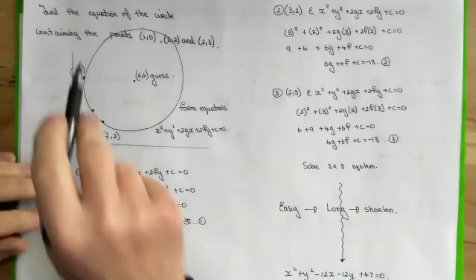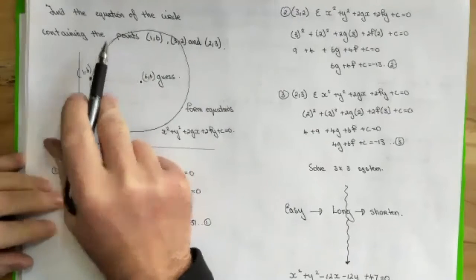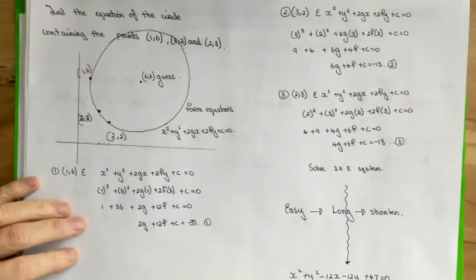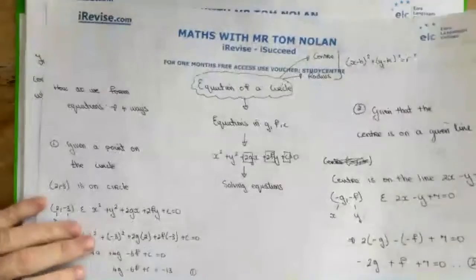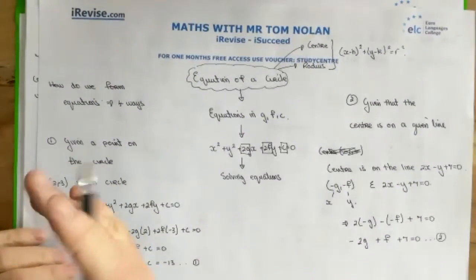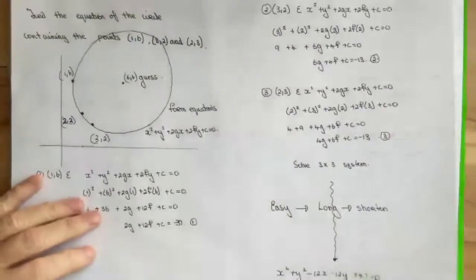The question says, find the equation of the circle containing the points. Containing the points means the points are on the circle. So there's a long system, and I've given you that one. That's that method, given a point on the circle. And this is a 3 by 3 system, x, y, z.